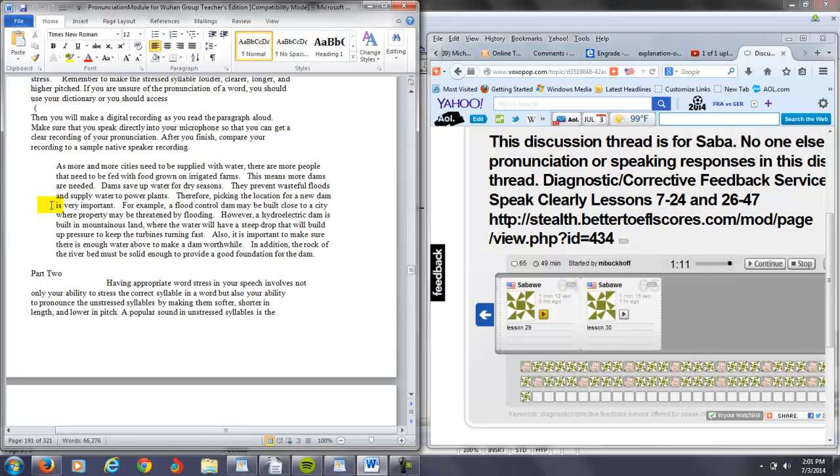For example, a flood control dam may be built close to a city where property may be threatened by flooding. However, a hydroelectric dam is built in mountainous land where the water will have a steep drop that will build up pressure to keep the turbines turning fast. Also, it is important to make sure there is enough water above to make a dam worthwhile. In addition, the rock of the riverbed must be solid enough to provide a good foundation for the dam.